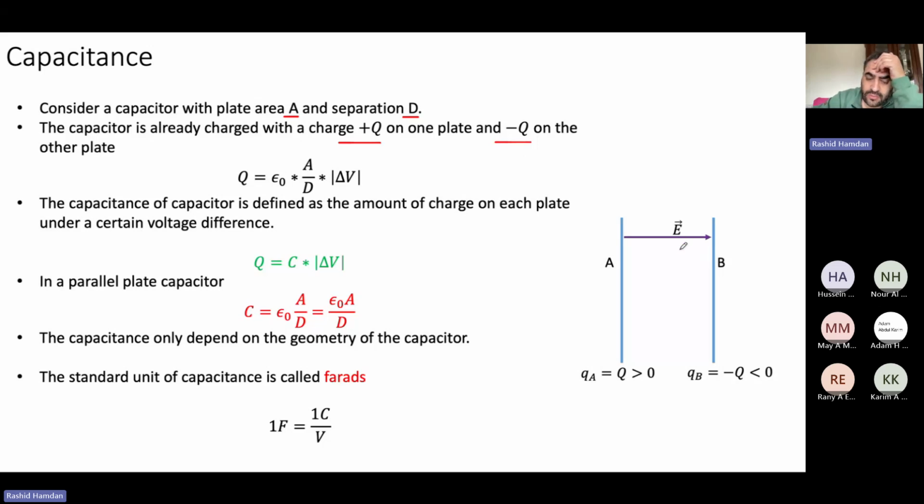There would be an electric field. There would be a voltage difference. The relation between Q and delta V is given by what we call the capacitance of the capacitor, C. And C is only related to the shape of the capacitor, and it's equal to epsilon 0 A over D. Now, this is called the parallel plate capacitor because it's made of two plates that are of equal area and they are parallel to each other. Now, we could have other forms of capacitors.